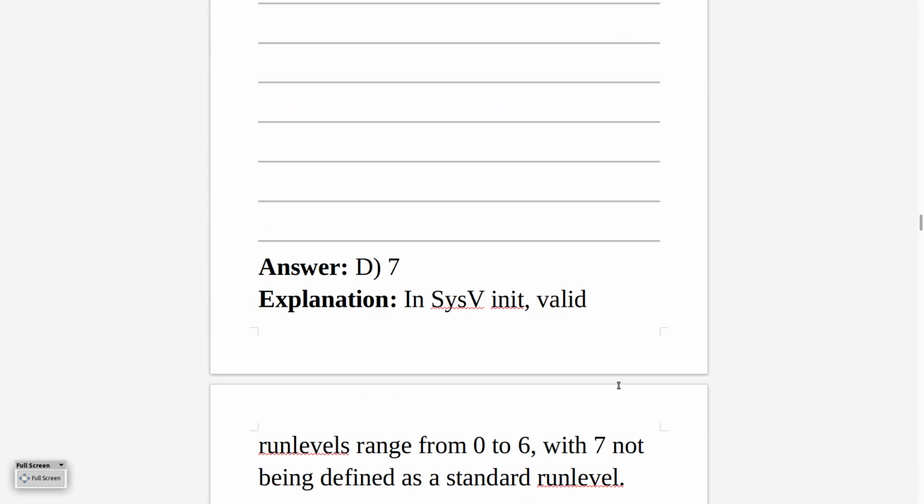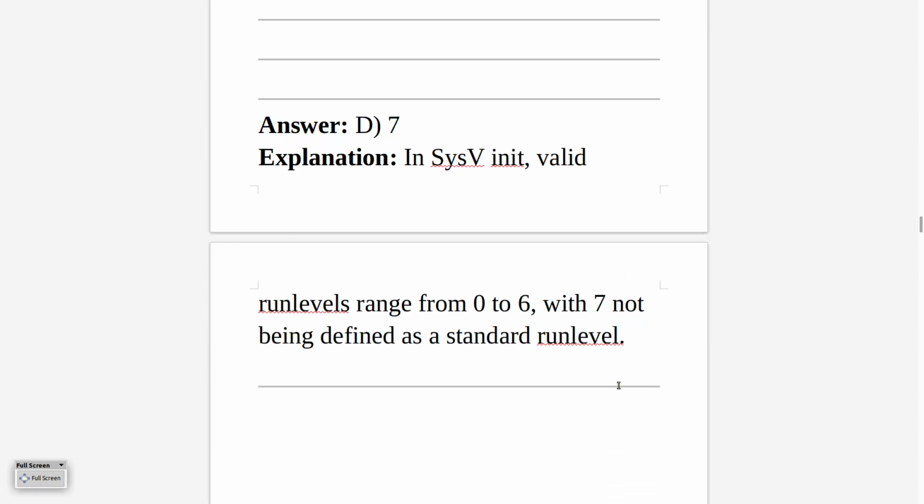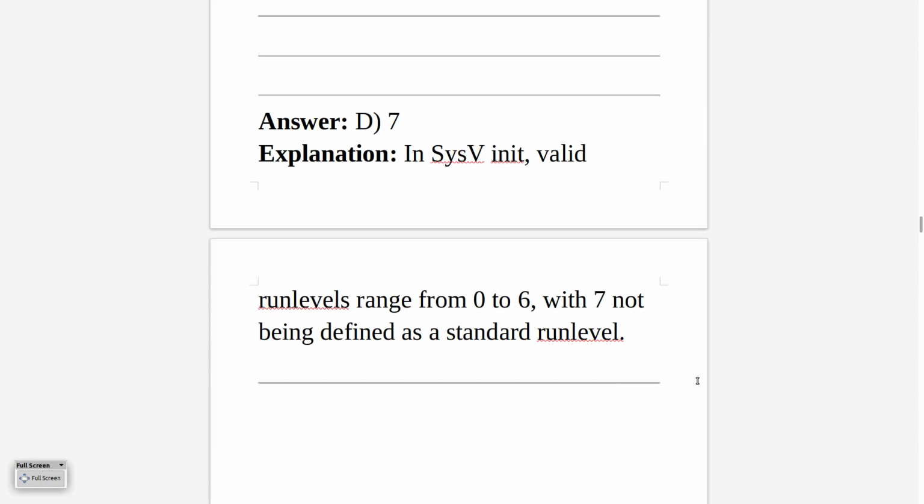Okay, it's 7. Interesting, and my logic was kind of correct, that I figured that maybe the run levels had a limited range. Indeed, it says they range from 0 to 6, and 7 is not a standard run level. I must admit that 7 stuck out to me, and I was like, I've never seen a run level 7 before.